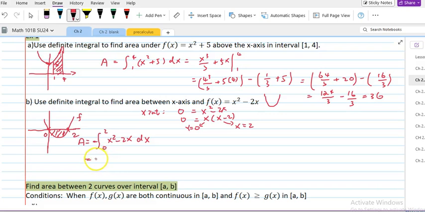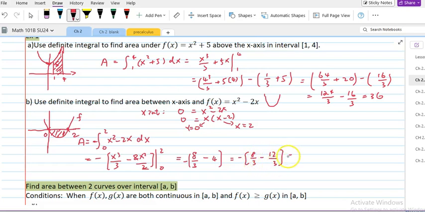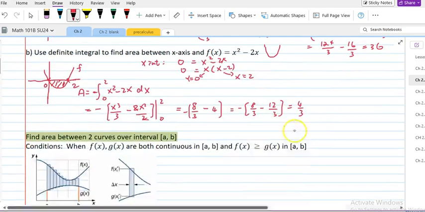So let's do the antiderivative: x cubed over 3 minus 2x squared over 2. Okay, the negative is outside, and I want to evaluate from 0 to 2. So that would equal 2 cubed, which is 8 over 3, negative outside still, minus, the 2 and 2 cancel, 2 squared, which is 4. So it would be negative, 8 over 3 minus 12 over 3. So there will be negative 4 over 3, but the negative of it will be 4 over 3. So that is the actual area between the graph and the x-axis.